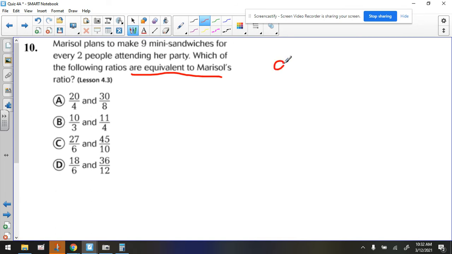Now again, we're always going back to that 9-to-2 ratio. And if we look at the first ratio from choice C, it's a 27-to-6. Now, just because we can simplify it, I am going to simplify this. Both of these are divisible by 3. If we divide this by 3, we get 2. And if we divide this by 3, we get 9. So far, this is a yes. But we have to do the same thing with the 45/10 to see if that might be equal, because they both have to be equivalent to this.